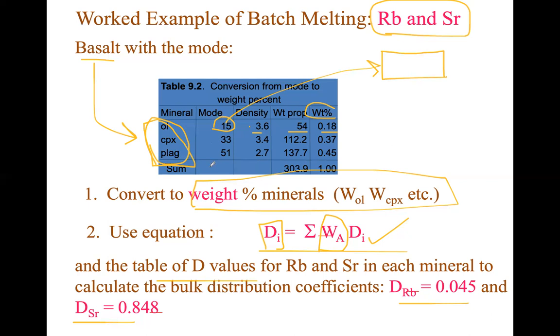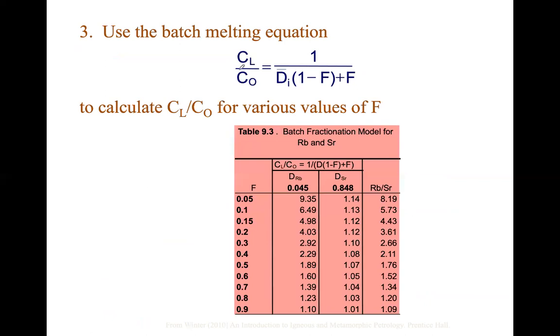So you have to convert them into weight percentages. Once you calculate the mass, you can convert it to weight, and here you have the weight proportion and the total. From this total you can calculate the percentage. How much percentage? 54 out of 303 into 100, right? Like that you can calculate the entire percentage, and then you can go for the bulk distribution coefficient calculation. And then we can use the batch melting equation, which was given before here. And we have the bulk distribution coefficient calculated.